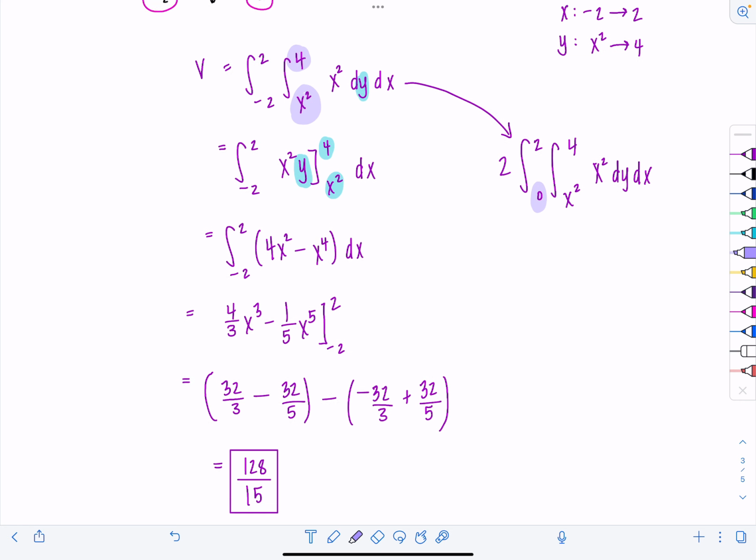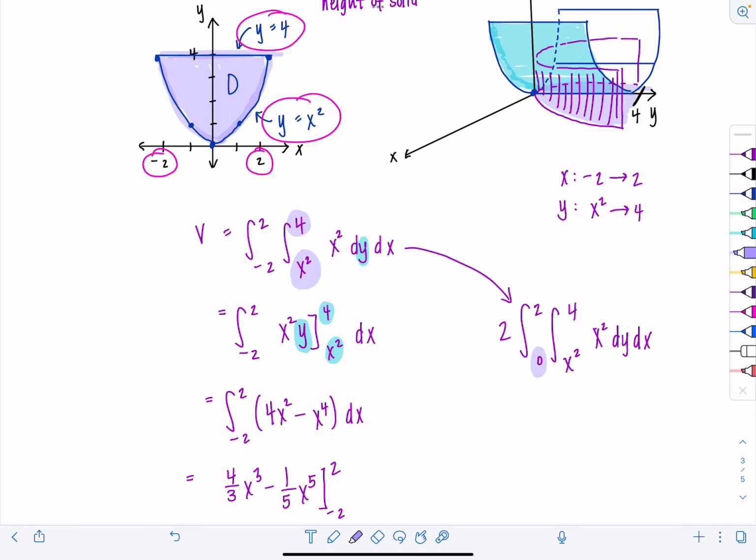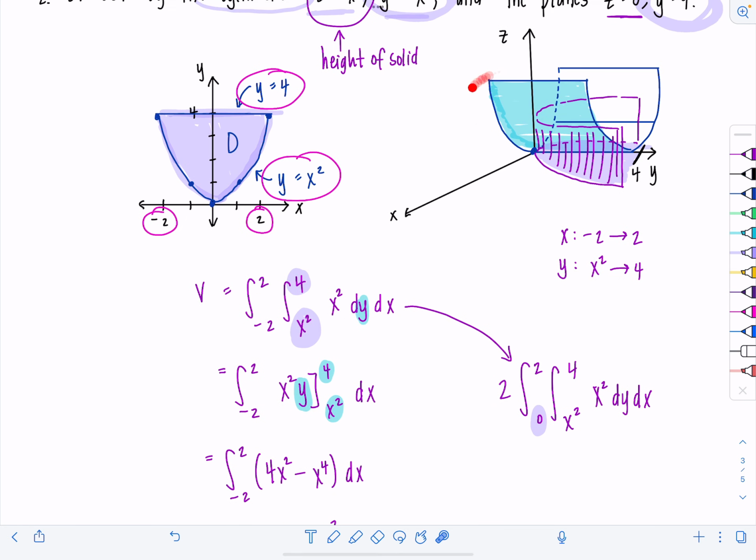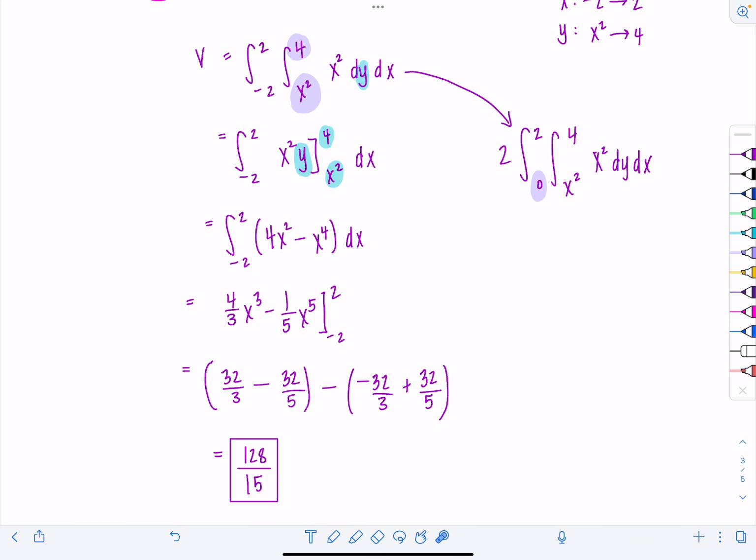But you have to be really careful because D has to be symmetric with respect to the y-axis when you do this, and so does z, what's giving you the height. Otherwise, doubling it won't make sense. You won't really have two equal halves over the y-axis. All right, how are we doing so far? I have one more for you.